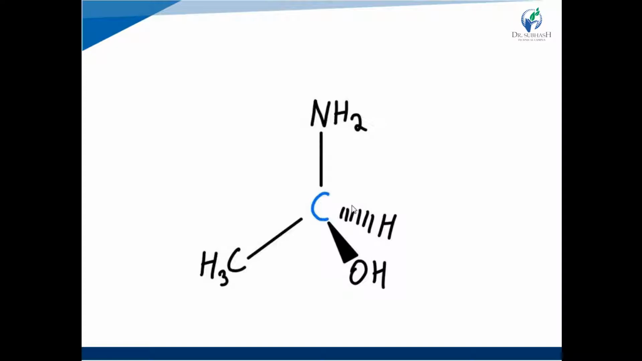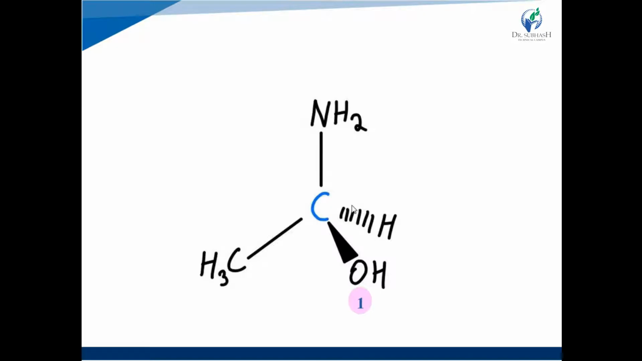Now compare their atomic numbers. Nitrogen has atomic number 7, carbon has 6, oxygen has 8, and hydrogen has atomic number 1. So out of them, the highest atomic number is that of the oxygen atom, so it receives priority number 1, that is the highest priority.